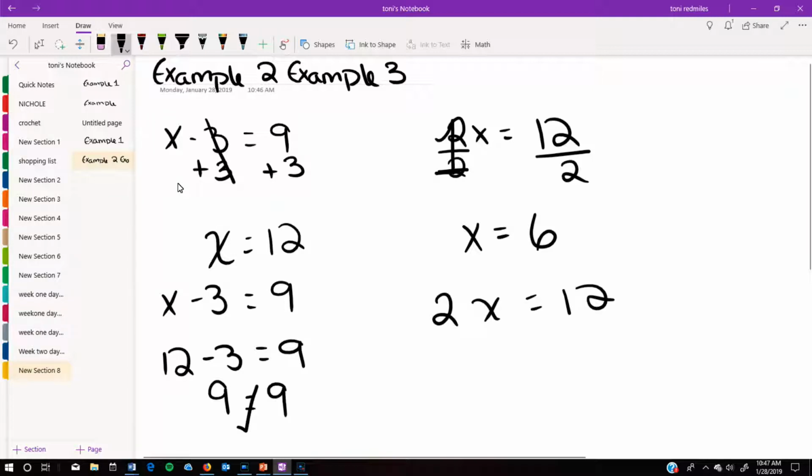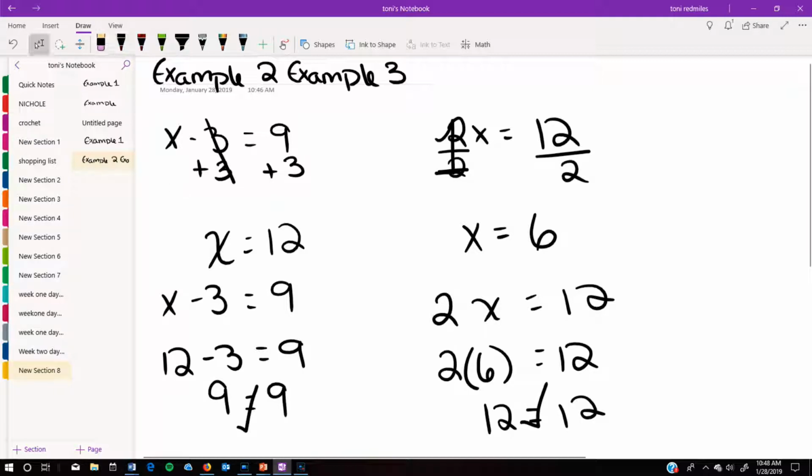All right, I'm going to insert 6 into the x in order to evaluate. So I got to put that in parentheses. They are needed in this one because that means multiplication. So 2 times 6 is 12. 12 does equal 12. It checks.